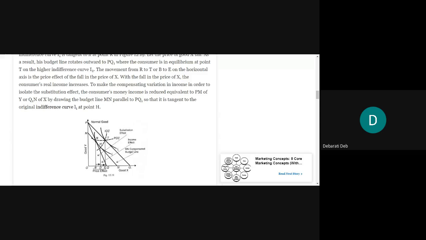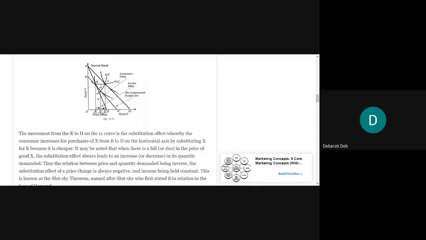Okay. So let us see what this movement is called. Now this movement from the point R to H on the I1 curve. Now we are talking about the movement from R to H on the same indifference curve I1. This movement from R to H is nothing but the substitution effect. This is called the substitution effect, whereby the consumer increases his purchase of X from the point B to D. How are we getting this B and D?